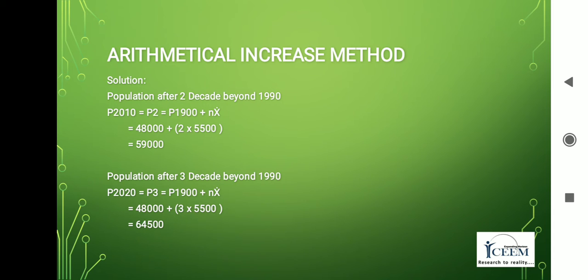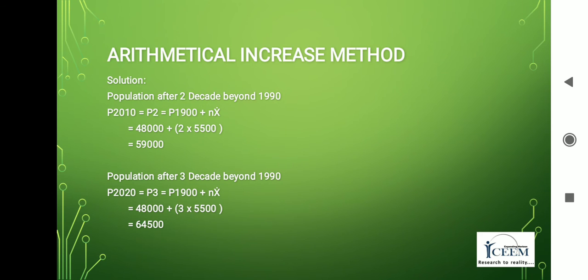This is the arithmetical increase method. By this method, we forecast the population for first, second, and third decade after 1990. The value of P1, that is in decade 2000, is 53,500, and the population in second decade, that is in year 2010, is 59,000, and population in 2020 is 64,500.